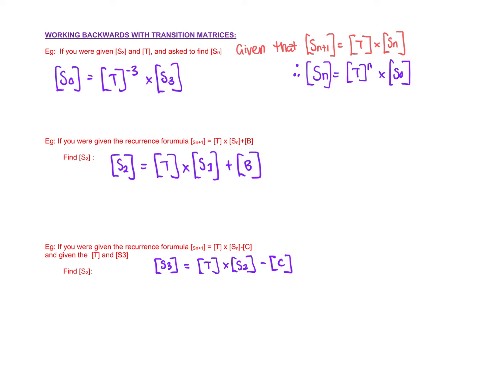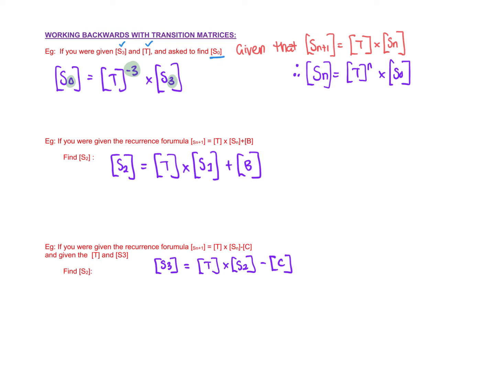So I was saying if we're given our normal transition formula, so we get the next one by timesing the one before, and we're actually given S3 and the transition and we have to go backwards and find S0, we can still use the power trick. Remember when I said that these two numbers here and here need to add up to what you want. So you can see if you go -3 plus 3, that would be 0.